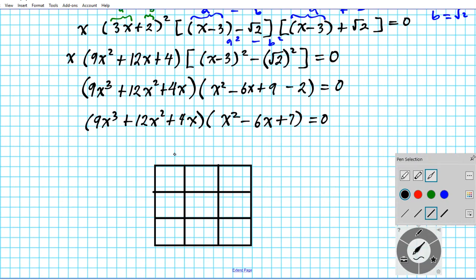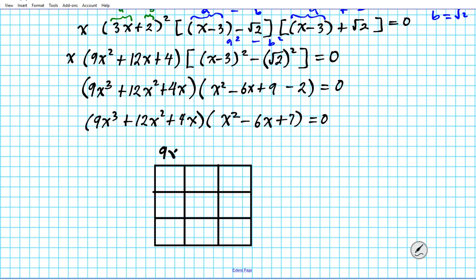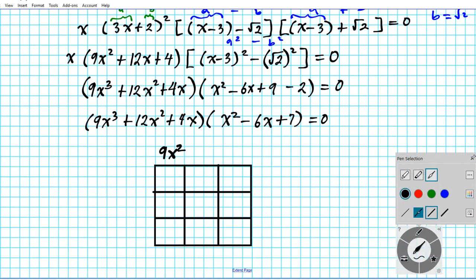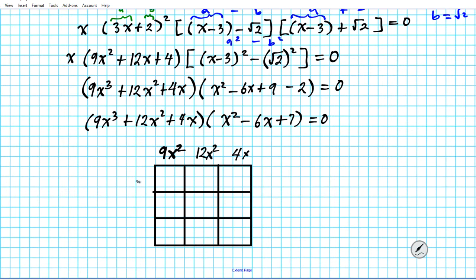Let's put the first factor upstairs, so 9x cubed plus 12x squared plus 4x. And then let's orient the second factor vertically. X squared is the first row, negative 6x is the second row, and 7 is the last row. So what we've created is a multiplication chart, table, or matrix, okay? Just like your old-fashioned multiplication table, but we're going to be generating algebraic and numerical values. Okay, so let's do it.